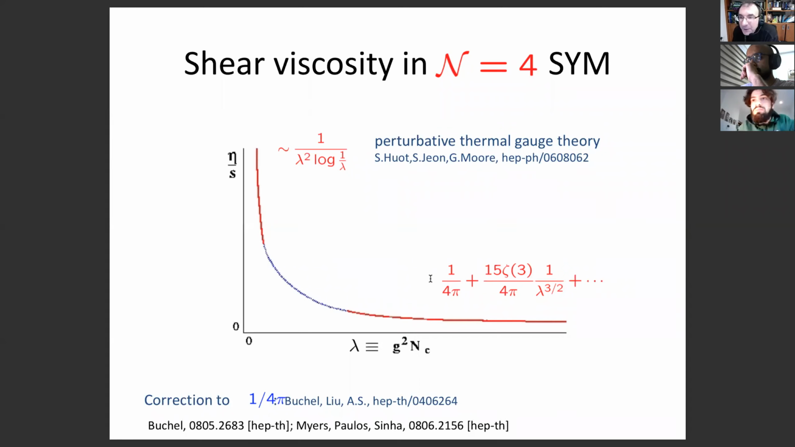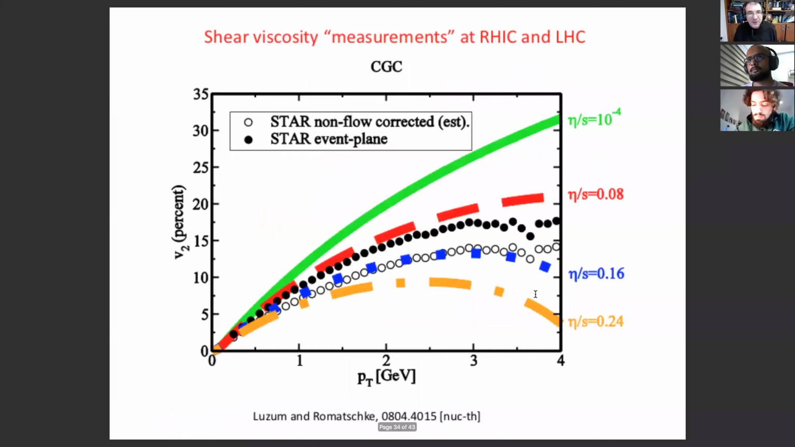It is equal to 1/4π, regardless. So once you have a theory which you know to have a gravity dual, it is guaranteed that this expansion starts with 1/4π. And then other terms, such as this one, are not universal, they are specific to the specific theory. Okay, so there is some universality of the shear viscosity.